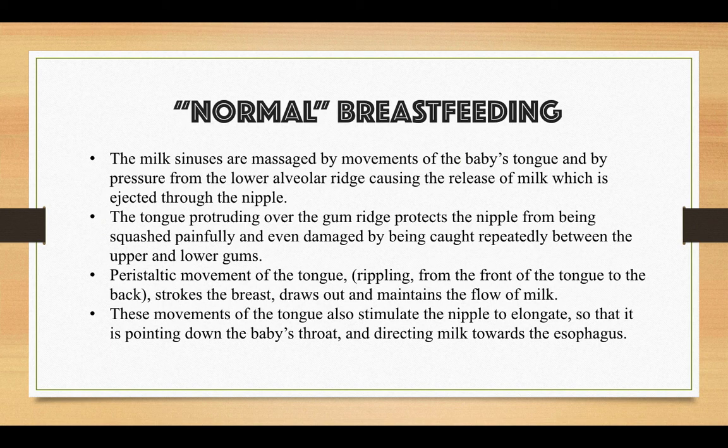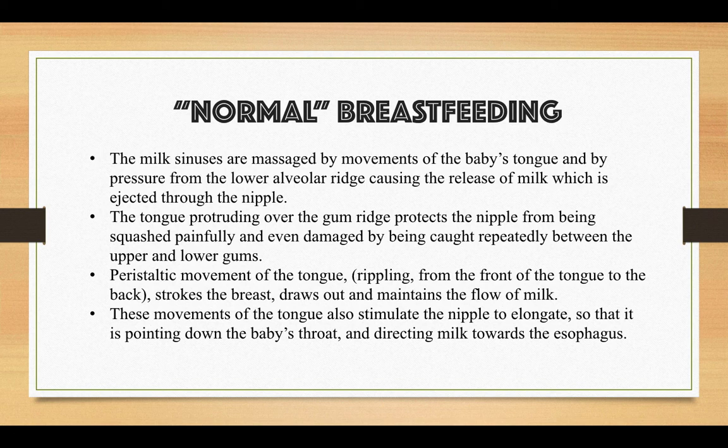For a moment, let's direct our attention to the normal process of breastfeeding and what we should notice when an infant is feeding well at the breast. The milk sinuses are massaged by movements of the baby's tongue and by pressure from the lower alveolar ridge, causing the release of milk, which is ejected through the nipple. The tongue protruding over the gum ridge protects the nipple from being squashed painfully and even damaged by being caught repeatedly between the upper and lower gums.